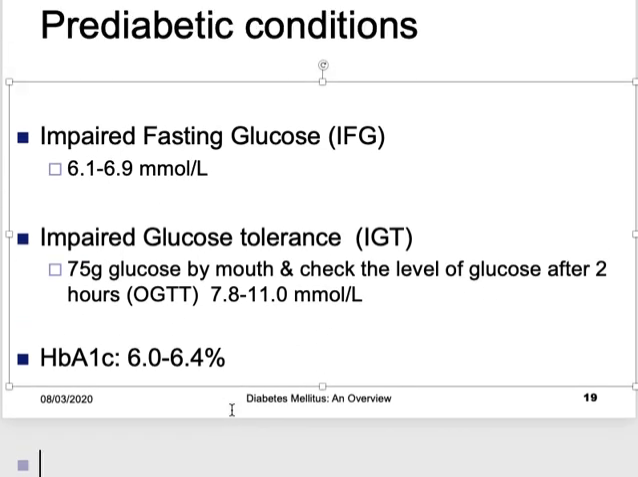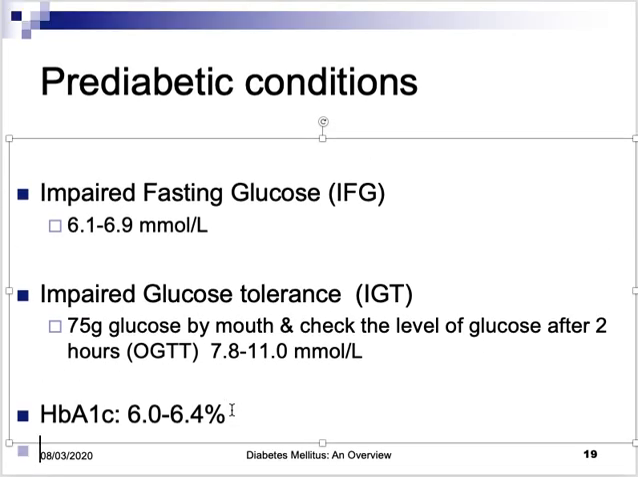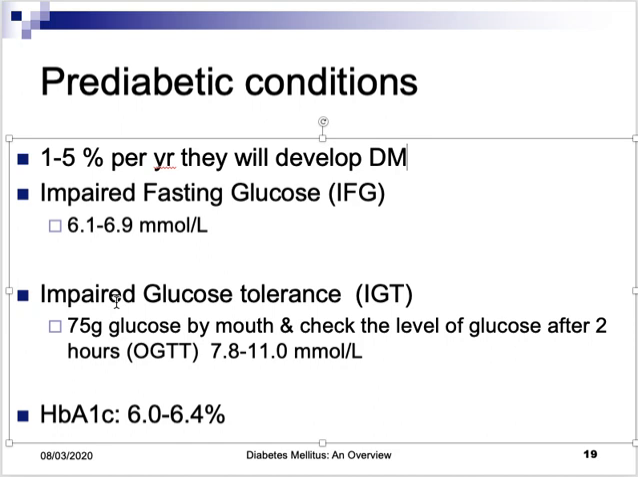To tell you more about that, 1 to 5% of people who have a pre-diabetic condition, or simply whose blood values are like this, will develop diabetes mellitus every year, per year.